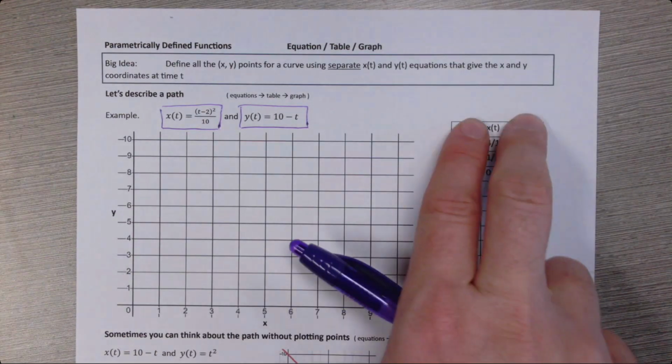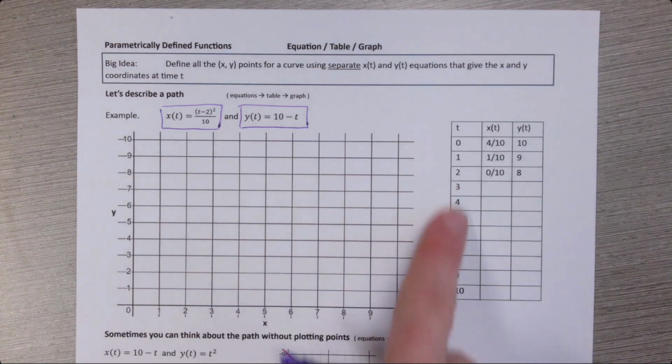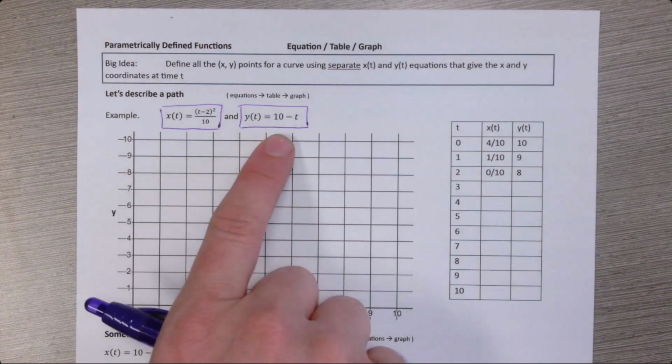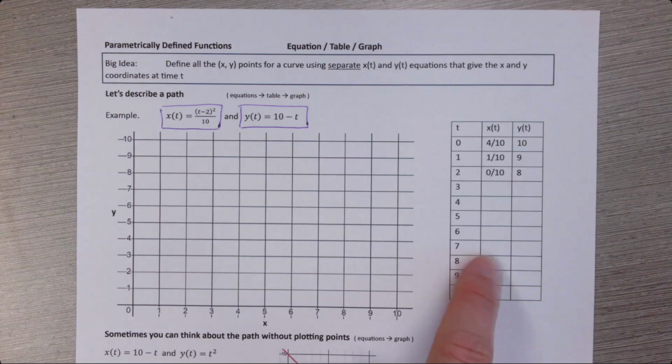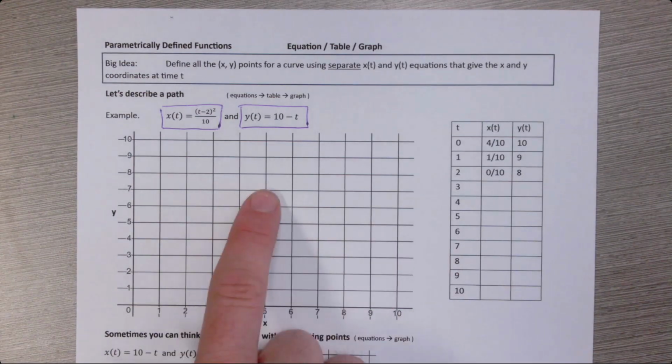So let's look at an example like we're in Algebra 1. We'll just plug in a bunch of times to these two equations, and we'll see what the x and the y coordinates are. We'll plot them, and then that'll show us the movement along the path.